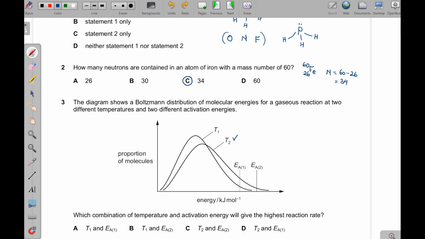So a catalyst is a substance that increases the rate of a reaction by providing a pathway with a lower activation energy. So when you look at this, you choose the lower activation energy, this one here. So we have to choose EA1, and therefore our option has to be D here, T2 and EA1.